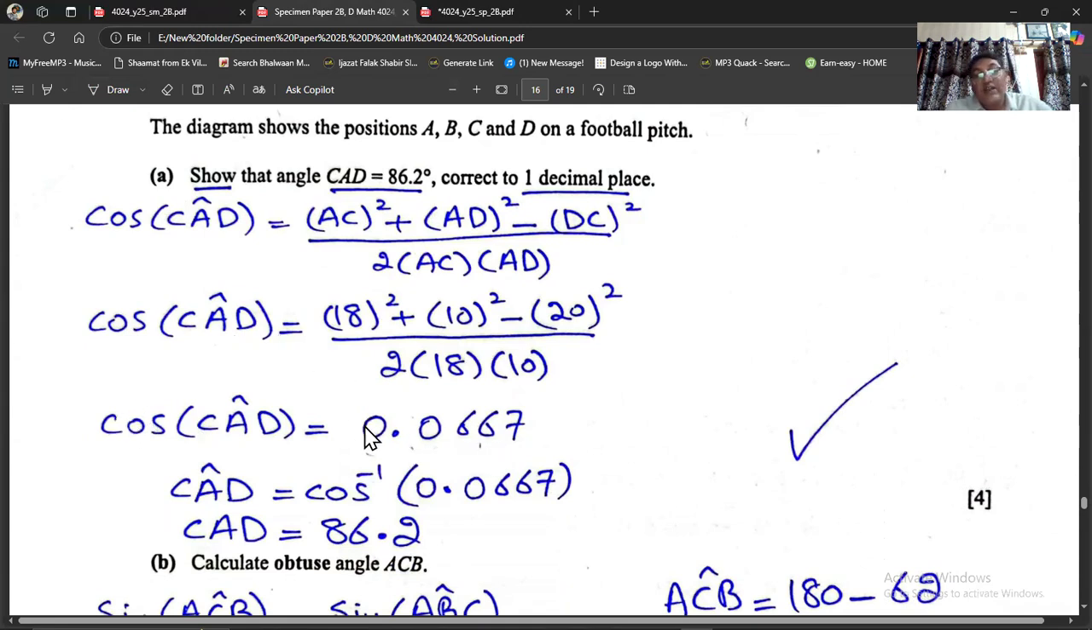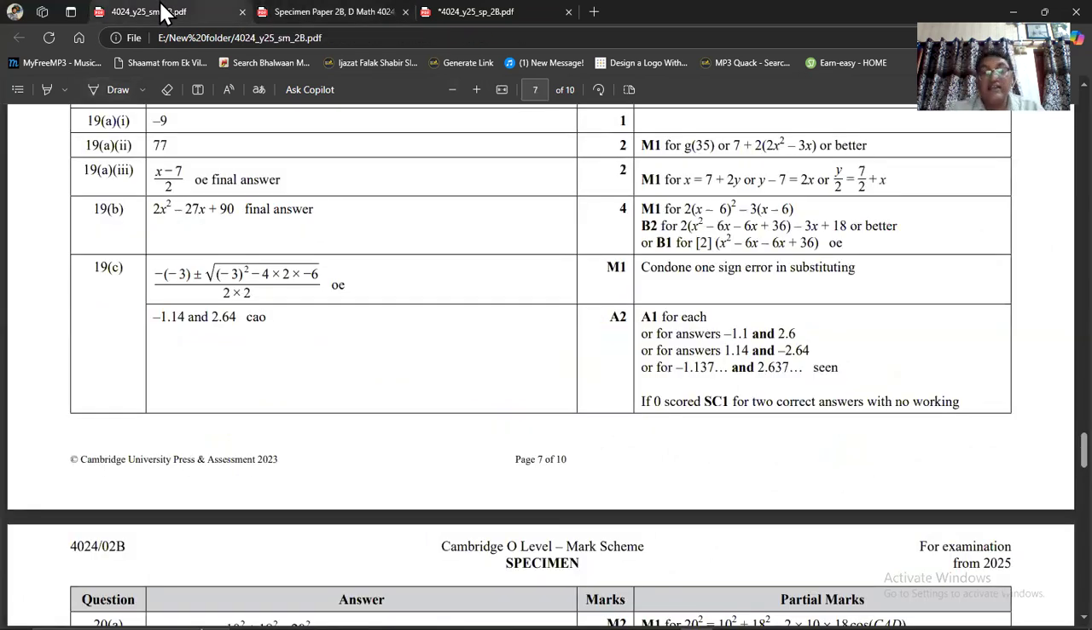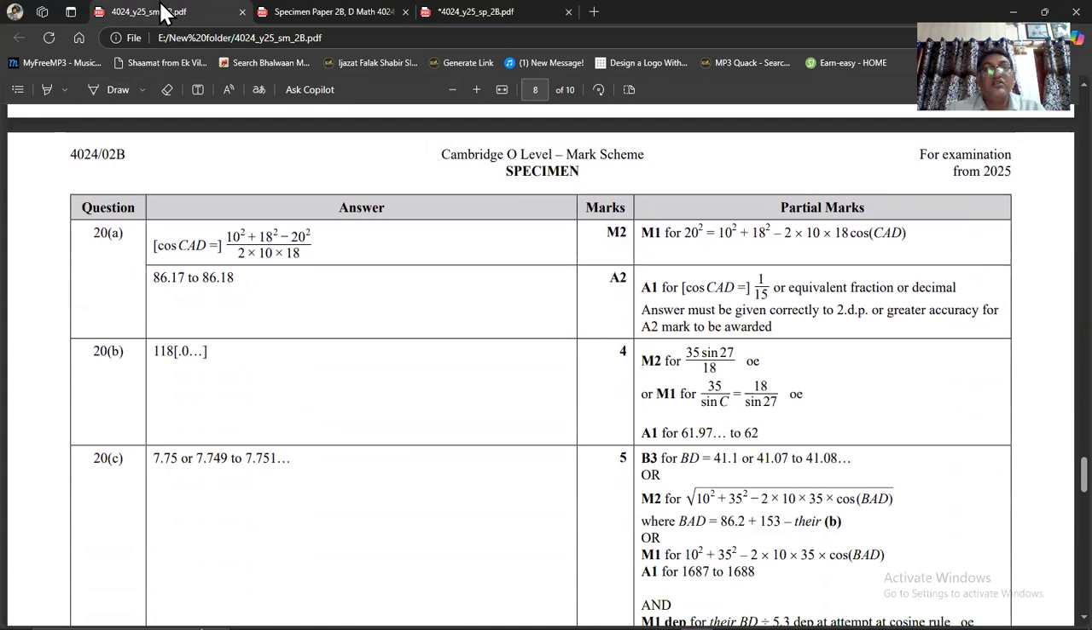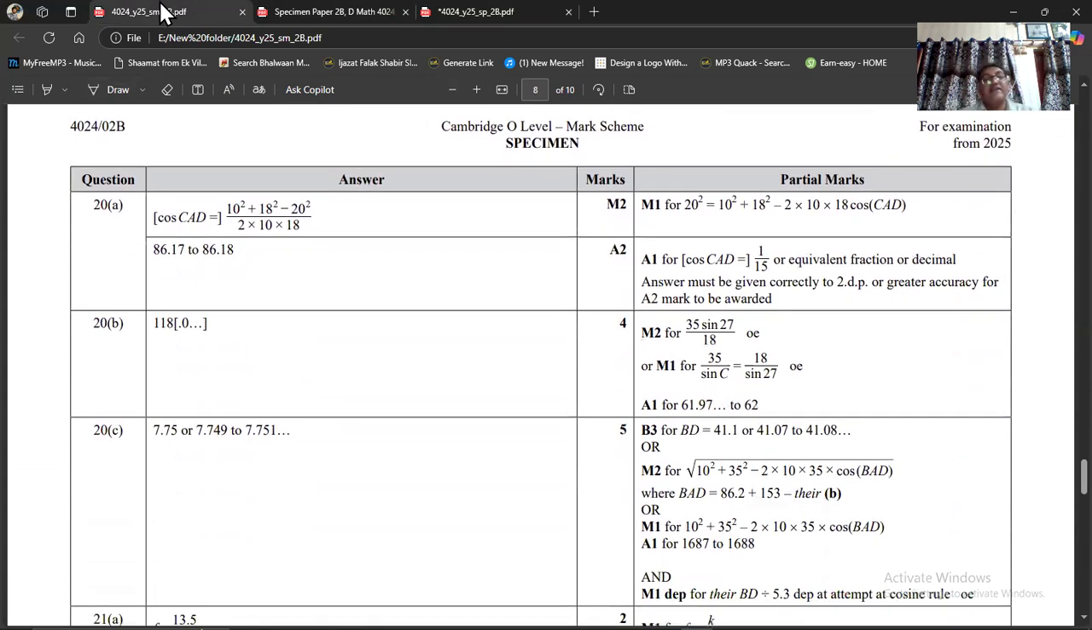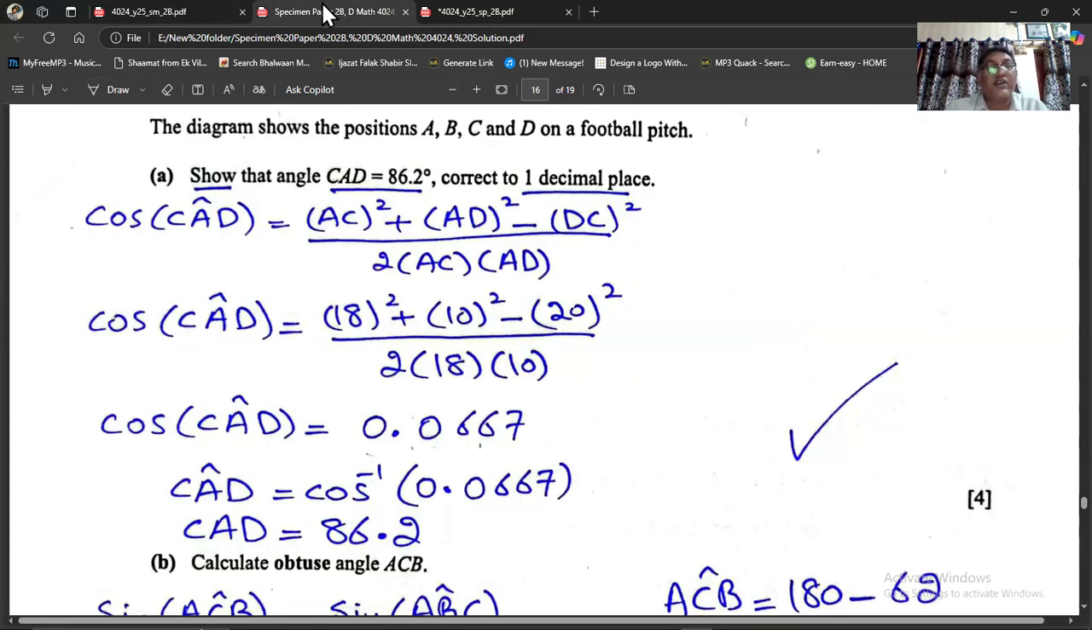Now this cos will come on this side and it will become cos inverse. So the angle CAD will be equal to the cos inverse of 0.0667, and that is 86.2. So that angle is 86.2, and our answer is right.